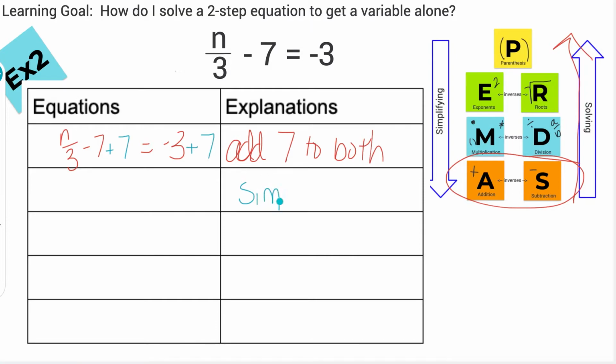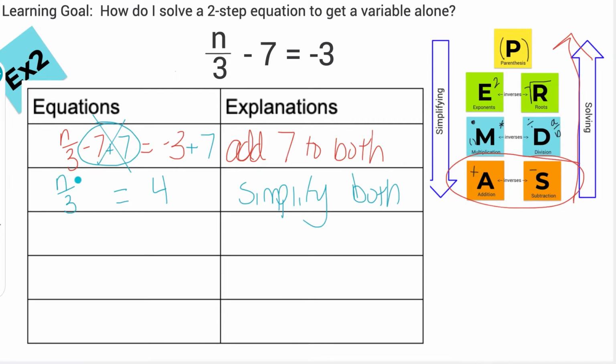Next, I simplify both sides. Okay, simplify both sides. So that just means combine like terms where you can. -7 and +7 cancel. And so I'm left with just n divided by 3. That whole thing drops down. Equal sign drops down. -3 + 7 is 4. Okay? We're not done because the point is to get n alone.